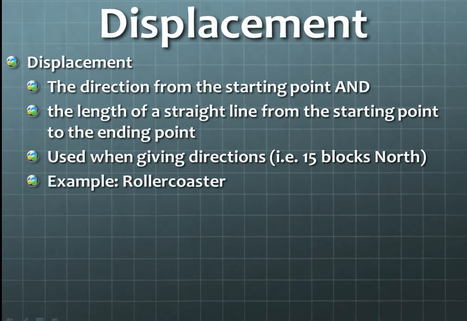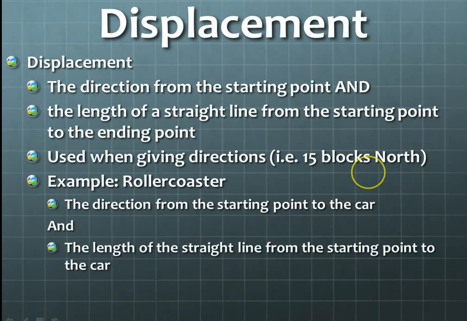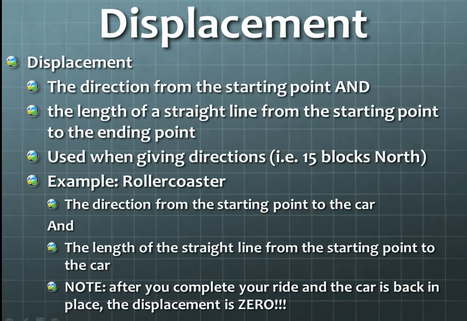We're going to use the example of a roller coaster again. So you're going in a certain direction, right? If you go the wrong way, you'll run into another car. But the other thing here is that your total displacement after the ride is going to be 0, right? Because you're going to end up in the same place that you started.